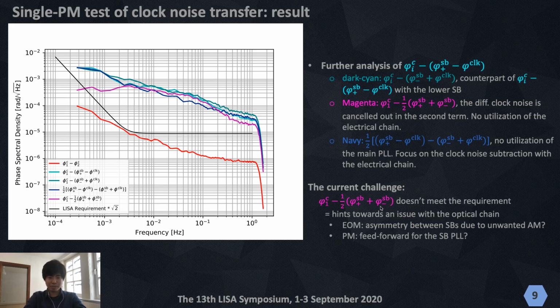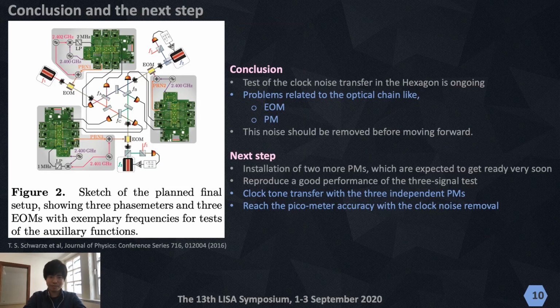So here I stress only the biggest problem we currently have, which is the fact that magenta doesn't meet the requirement. As I said, magenta is not related to the electrical chain, which means there is no noise contribution from the clock noise subtraction. This is already a good hint towards an issue with the optical chain, like something wrong happening around the EOM or phase meter, which is placed at the end of the optical chain. So that was the current status of this test.